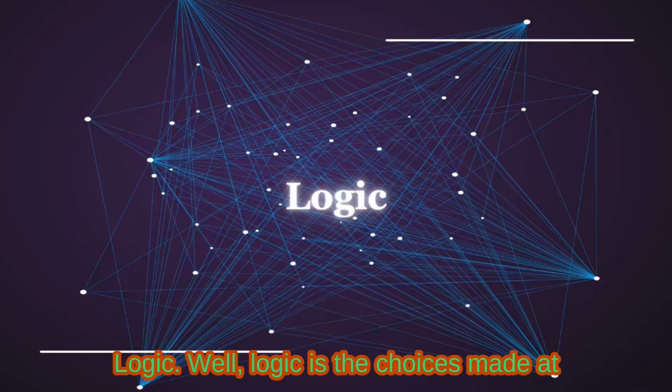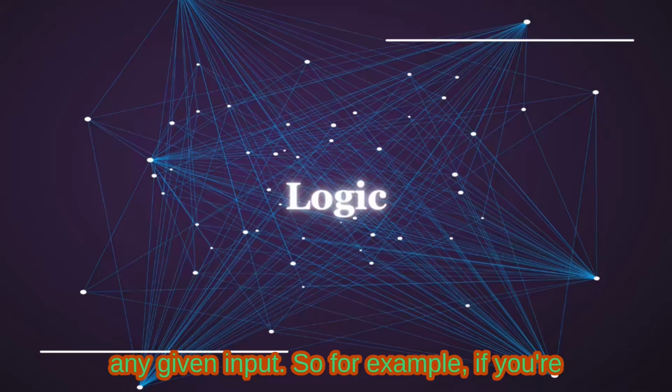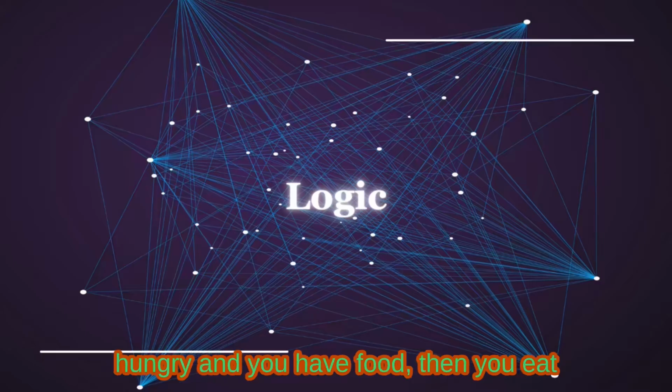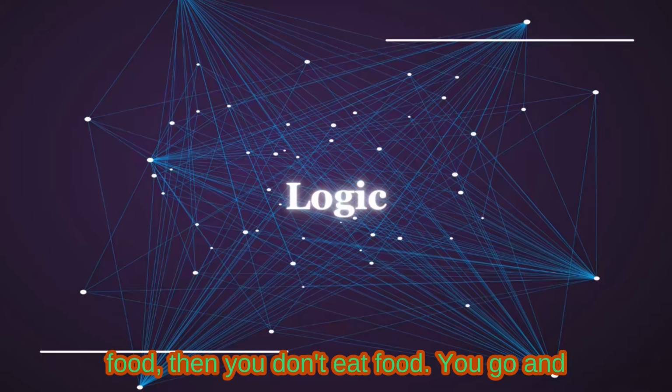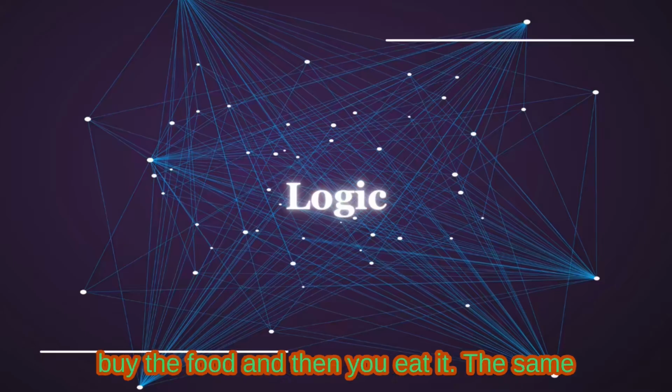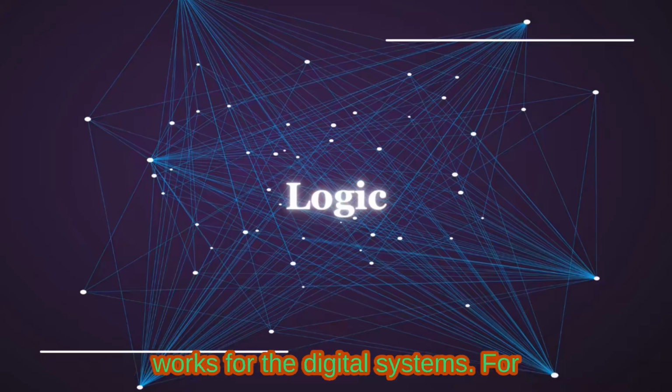Well, logic is the choices made at any given input. So for example, if you're hungry and you have food, then you eat food. If you're hungry and you do not have food, then you don't eat food. You go and buy the food and then you eat it. The same works with the digital systems.